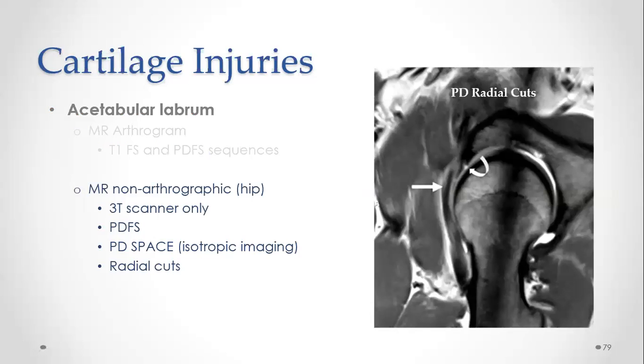Imaging of the acetabular labrum could also be non-arthrographic, but this non-arthrographic technique is only used with the 3 Tesla scanner. Here we have an example of a patient imaged using non-arthrographic FAI imaging protocol using a 3 Tesla scanner, and we see an articular side defect in the anterosuperior labrum.